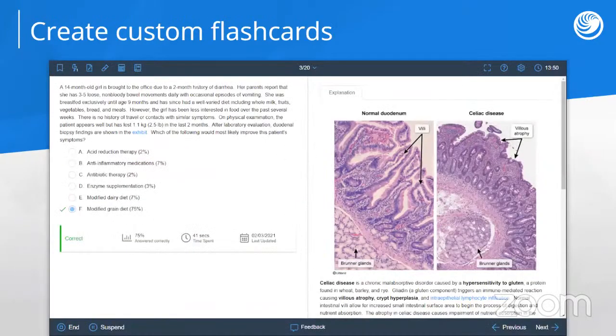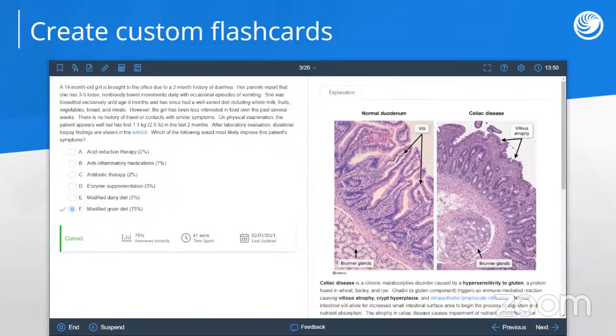Perfect. Okay, so the next thing that we wanted to highlight during our time with you today was our flashcards. And these are really valuable when you don't have time to work through questions and or the question bank. We allow you to go through and make custom flashcards throughout your time that you're using in the bank. And you can always go back and reference these.